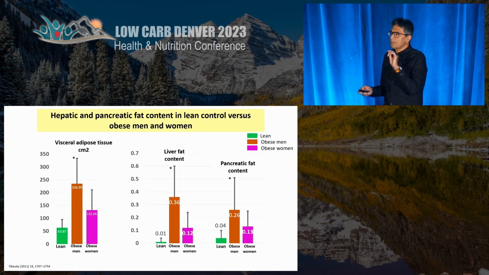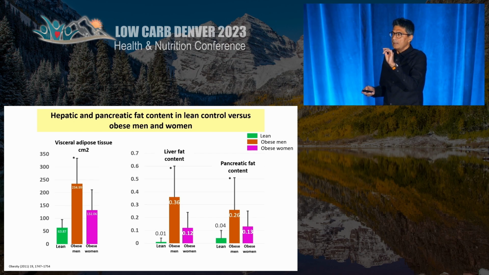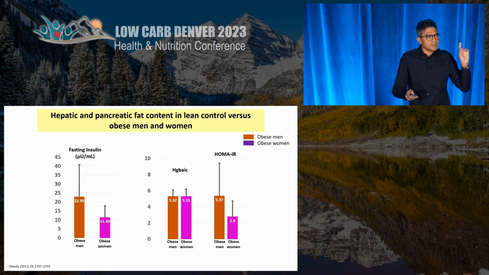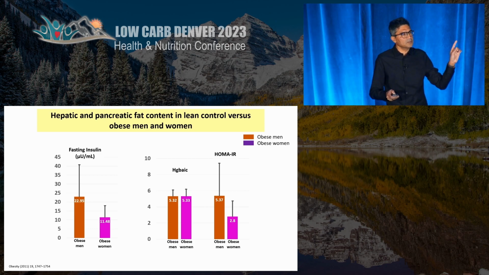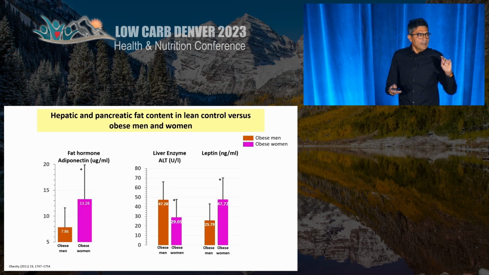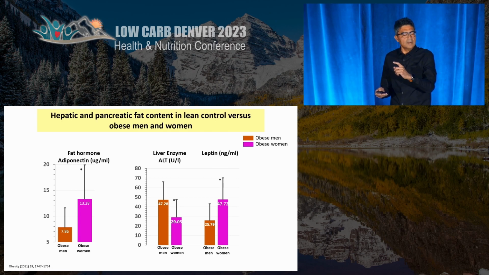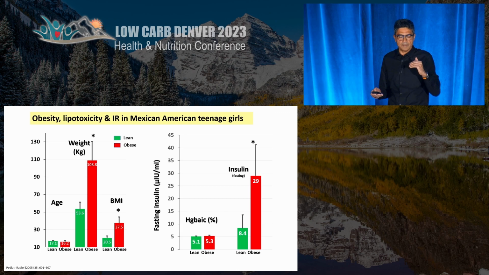However, women are blessed. And the reason I say that is because for the same BMI, the men had more visceral fat, had higher liver and pancreatic fat content. They were also more insulin resistant, as evidenced by high fasting insulin and high HOMA-IR scores. And this was accompanied by them having lower levels of the healthy fat hormone called adiponectin, as well as leptin, and they had higher blood markers of liver disease.